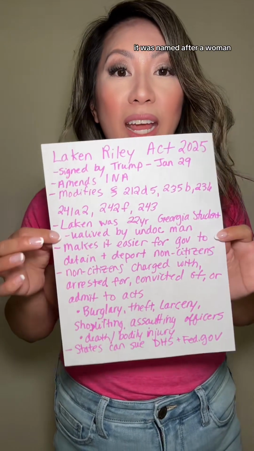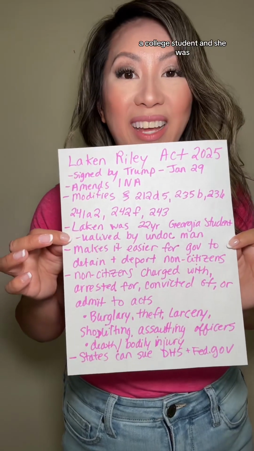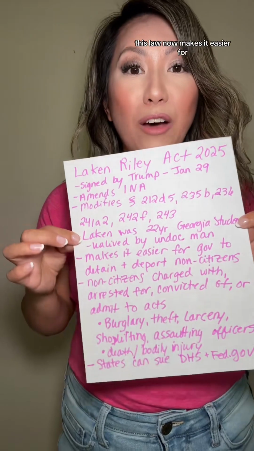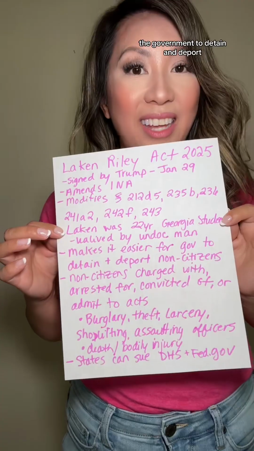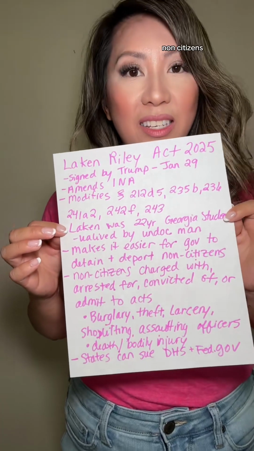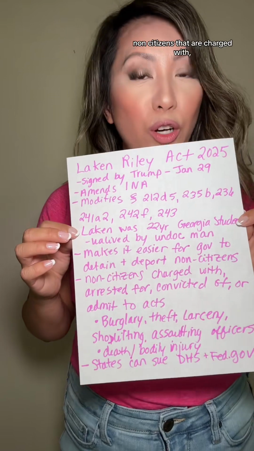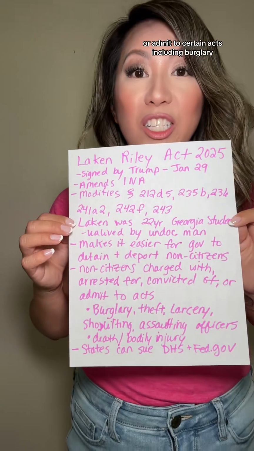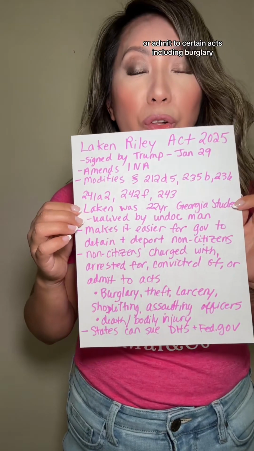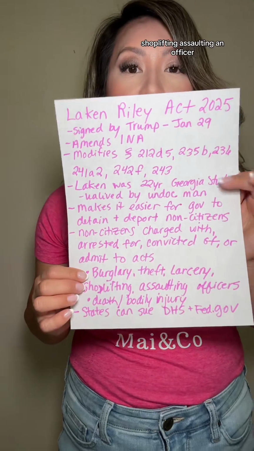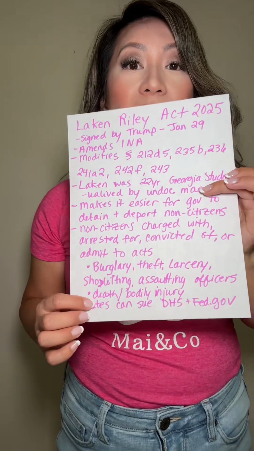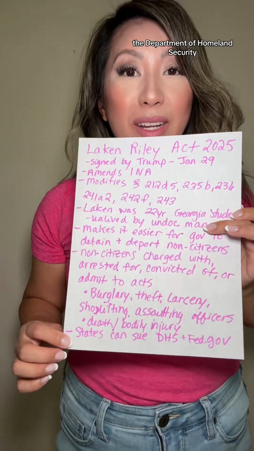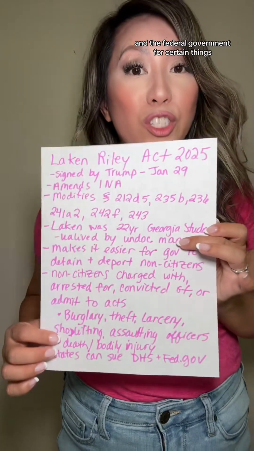It was named after a woman named Laken who was 22 years old, a college student, and she was unalived by an undocumented man. This law now makes it easier for the government to detain and deport non-citizens. Non-citizens that are charged with, arrested for, convicted of, or admit to certain acts, including burglary, theft, larceny, shoplifting, assaulting an officer, death by bodily injury, and it also allows the state to sue the Department of Homeland Security and the federal government for certain things.